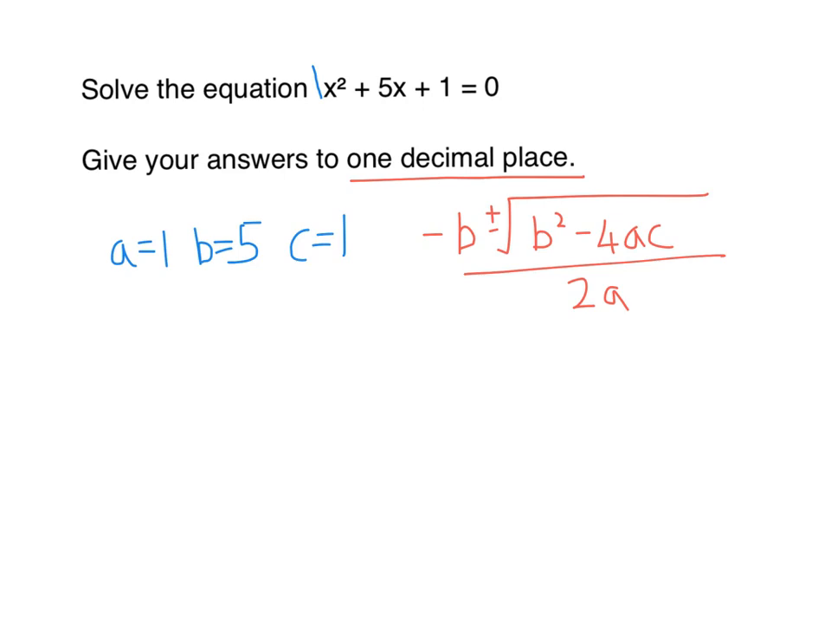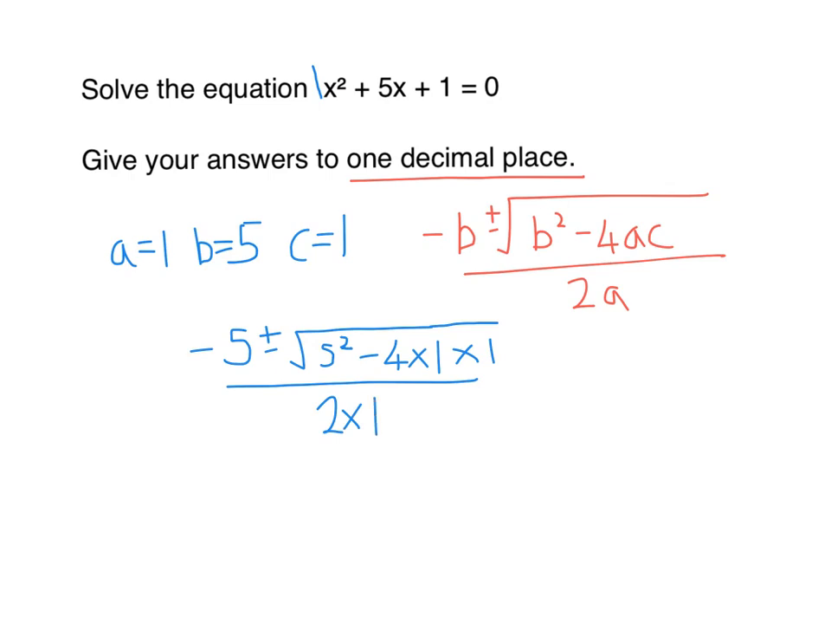Now I just need to substitute it in. So I need to do minus b, so that's minus 5, plus or minus the square root of b squared, so that's 5 squared, take away 4 times a, which is 1, times c, which is 1, all over 2 times a, which is 1.